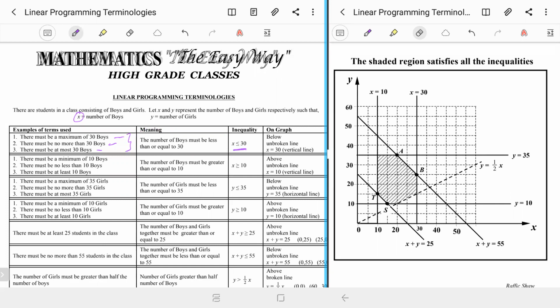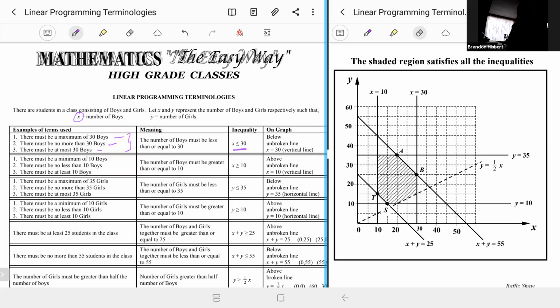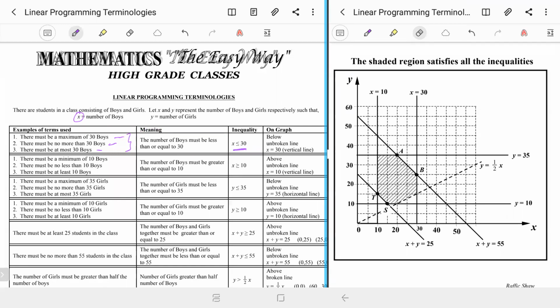Somebody have a question? Sir, is this what they would give us in the exam? They would give us a table like this to fill out? No. We're going to look at some examples of how the questions are set just now. I'm just getting you familiar with the terminologies, the wordings that they use in the questions.